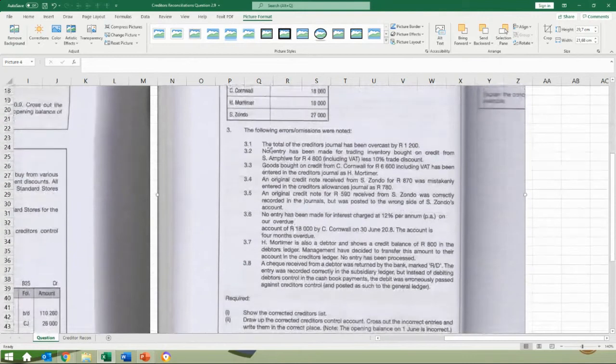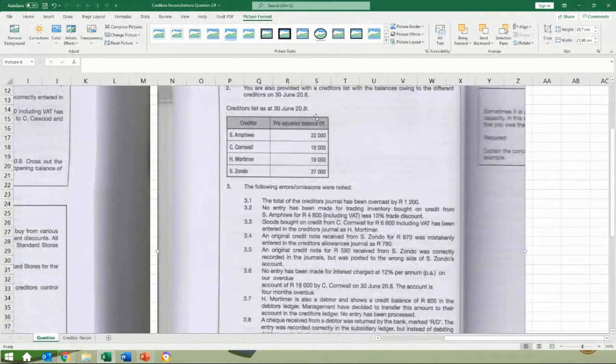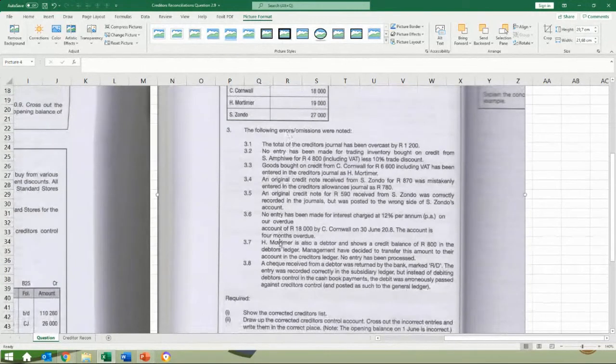So they tell you the following errors or omissions were noted. So now what you are required to do is to take this opening balance, so the pre-adjusting balance, and then adjust it to account for these errors to get to the correct closing balances. Okay, now let's quickly read through the information and then we'll discuss how you account for each and every transaction. So the first one, they tell you the total of the creditors journal has been overcast by 1,200.